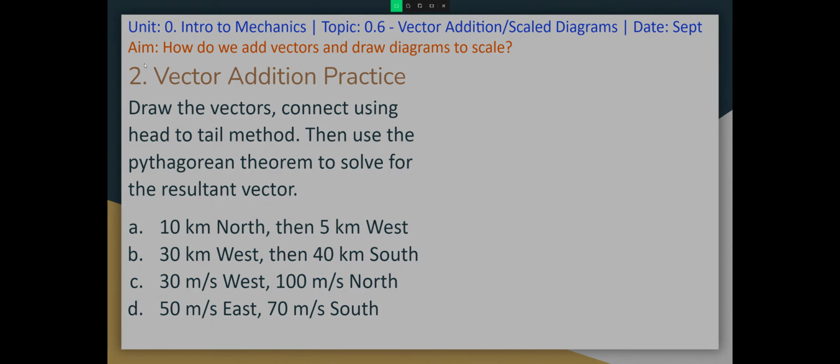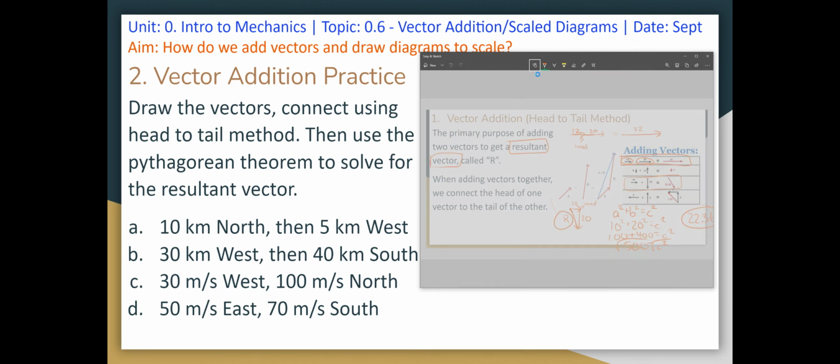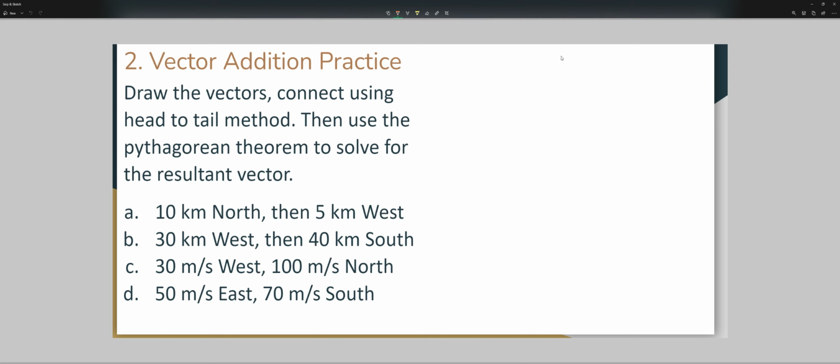So let's do some practice. Let's do A. We want to draw the vectors and connect them using the head-to-tail method, and then use the Pythagorean theorem to solve for the resultant vector. So for A, we're going to draw 10 kilometers north. We do that vector first. So this is 10 kilometers. And I'm going to draw 5 kilometers west there.